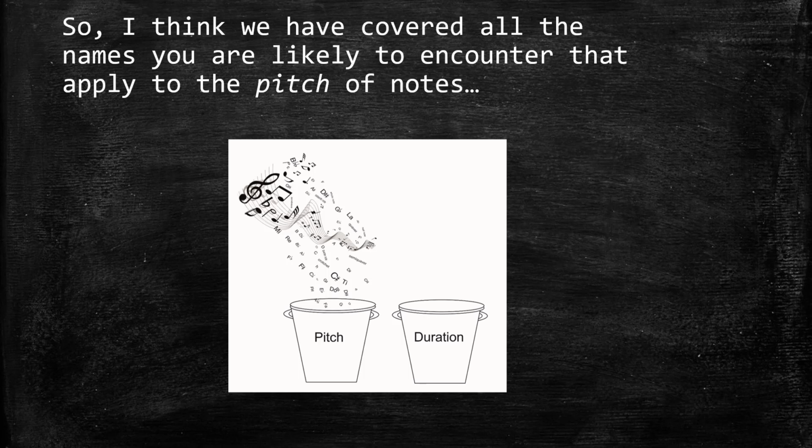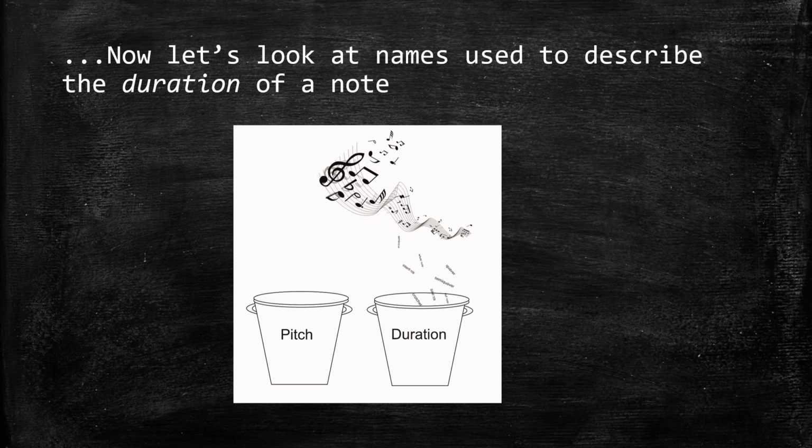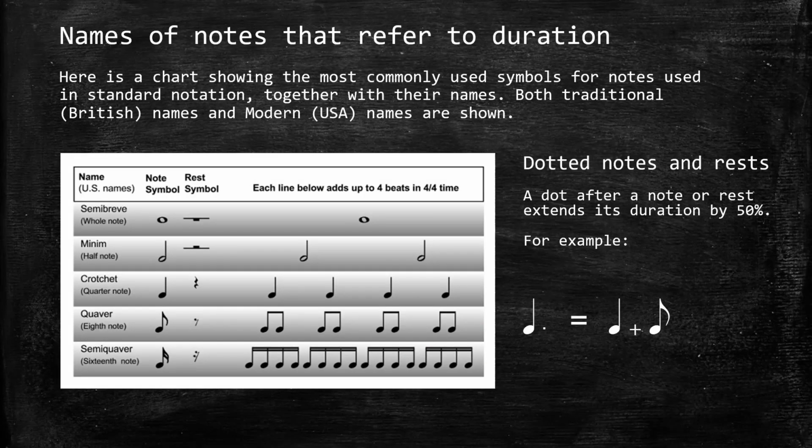So, I think we've covered all the names you're likely to encounter that apply to the pitch of notes. Now, let's look at names used to describe the duration of a note. Names of notes that refer to duration. Here is a chart showing the most commonly used symbols for notes used in standard notation, together with their names. Both traditional or British names and modern USA names are shown.